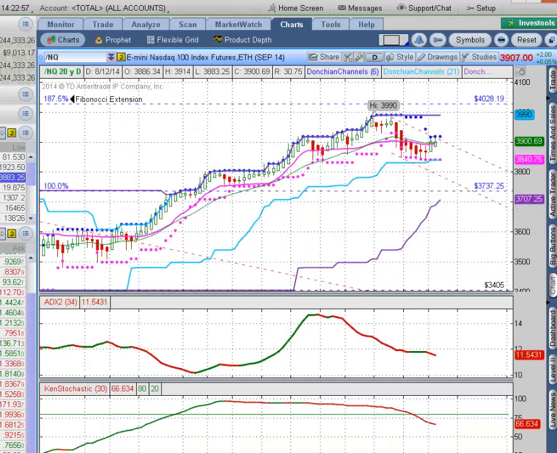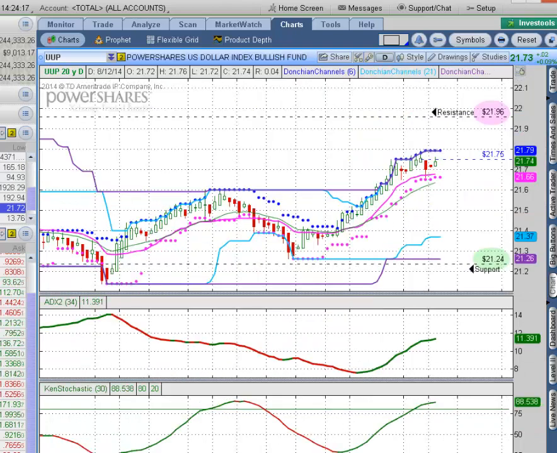The NASDAQ also closed down. Price may now be in a short-term downtrend channel. Support is at 37.37. The US dollar closed up again. Price is continuing to consolidate under the recent high of 21.75. Resistance is at 21.96 as seen by the pink oval, and support is at 21.24.